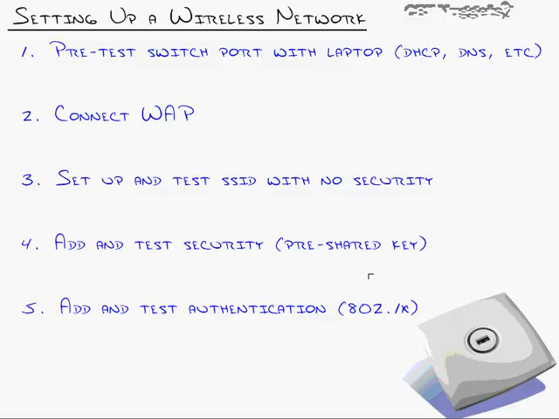Second step is to connect the wireless access point, plug it in if necessary. There's actually switches out there that can power the access point without it needing a plug, and it will power on and start glowing and stuff like that.